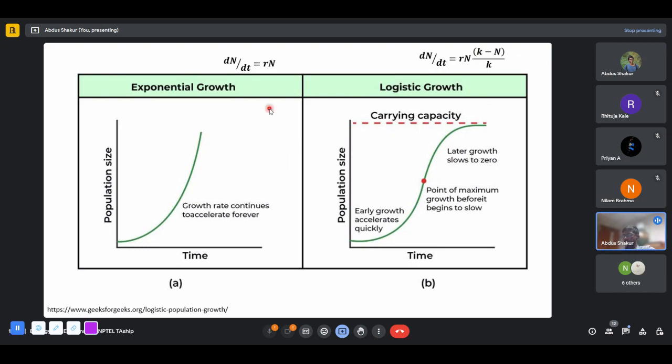Exponential growth is generally defined as growth that is not constrained by any other factors. It just multiplies, it just goes on. For instance, if you take a bacterial cell and put it in a nutrient-rich medium, it just divides with time. One cell will become two, two become four, then eight, 16.